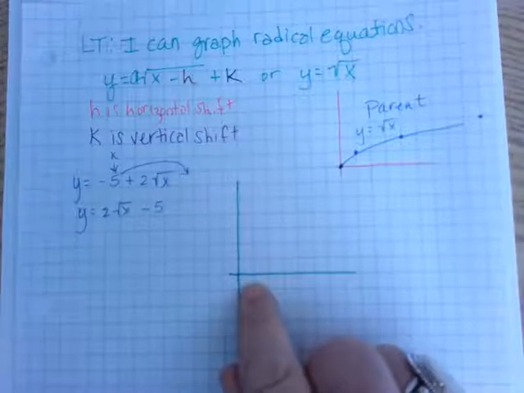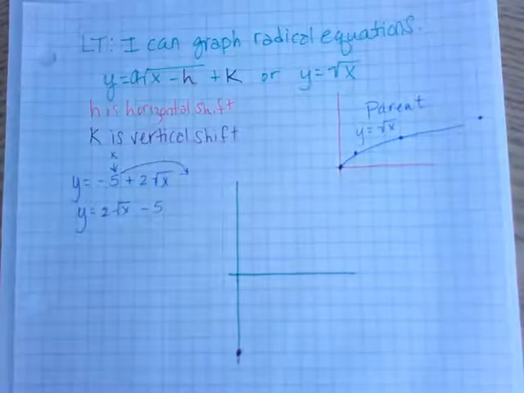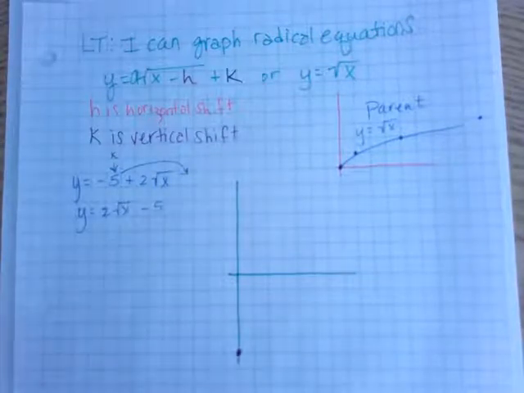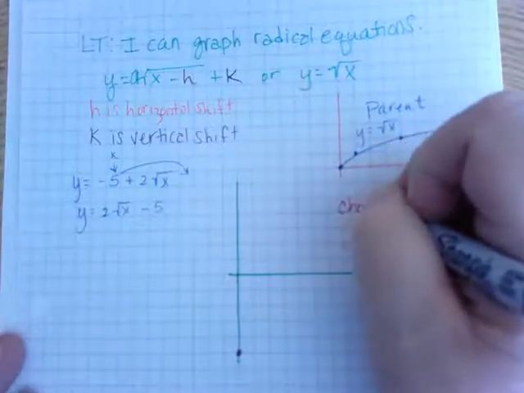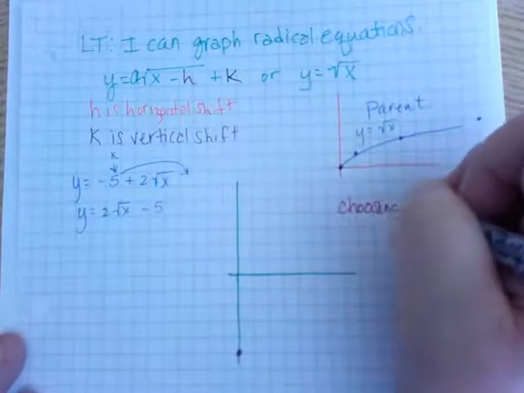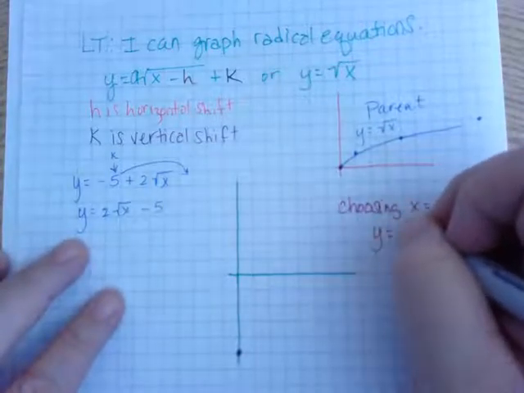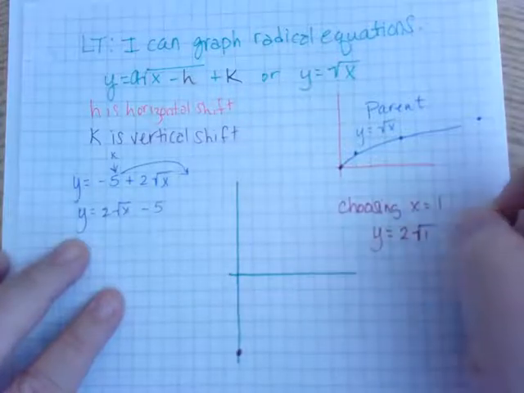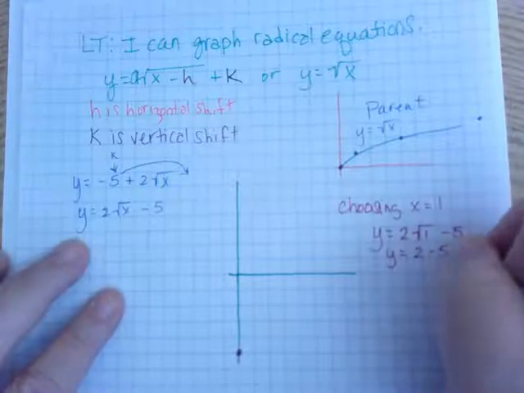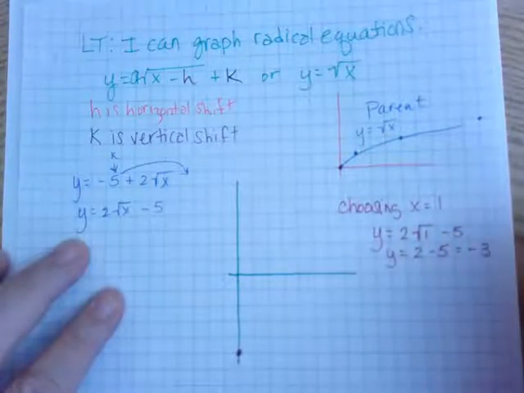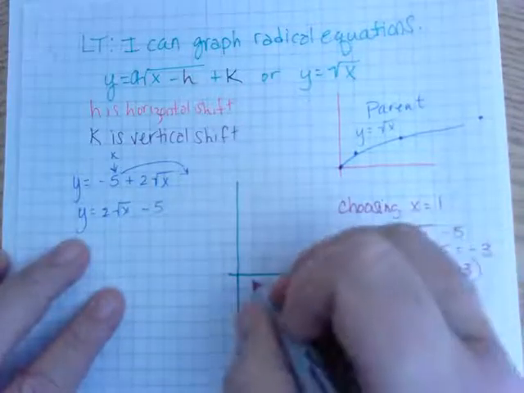For my next points, I'm going to choose a value for x, and I'm going to substitute that into my given equation. So I'm going to first choose x equals 1. Substitute that into my equation to find y. Y equals 2 times the square root of 1 minus 5. Y equals 2 minus 5 equals -3. That means I have a point, 1, -3, and that's my second point.